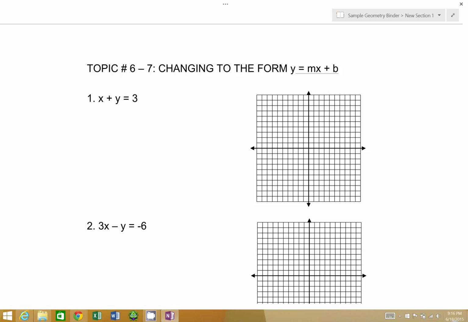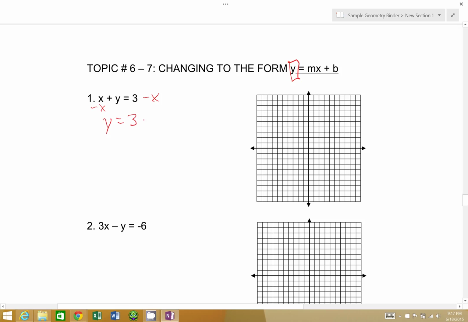So what I basically want to do is notice over here, y is by itself. I'm isolating y. Y has been a very bad boy and needs to have timeout, get away from everybody else. So what do I need to do to isolate y in the first problem? To isolate y, I need to subtract x from both sides.